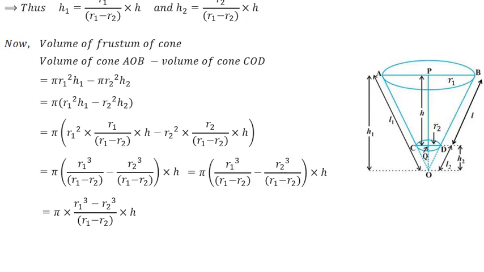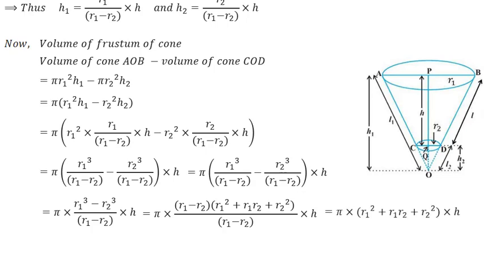Now A cube minus B cube, we know the formula as A minus B into A square plus AB plus B square. So let us use that formula here. So we will get the volume of frustum of cone as pi into R1 minus R2 into R1 square plus R1 R2 plus R2 square divided by R1 minus R2 into H. This R1 minus R2 will cancel, and finally I will get the volume for frustum of cone as pi into R1 square plus R1 R2 plus R2 square into H.